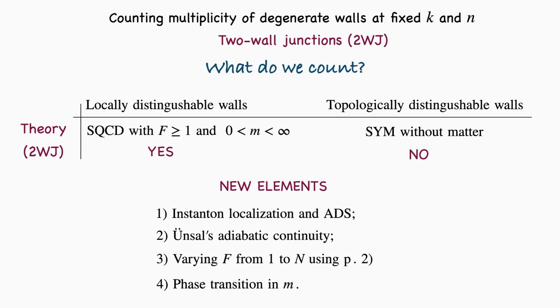First of all, what do we need? We need instanton localization to explain ADS. We need and use Unsal's adiabatic continuity. And we also introduce an arbitrary number of flavors in arbitrary SU(N) and play with both these parameters. And then we see what happens and can make a statement about the phase transition from one picture to another.